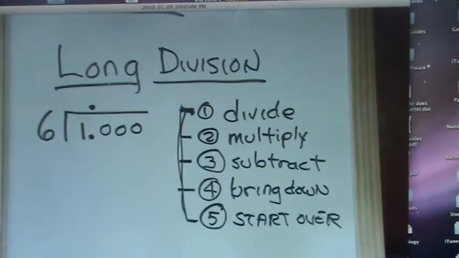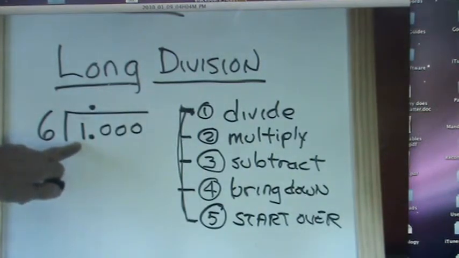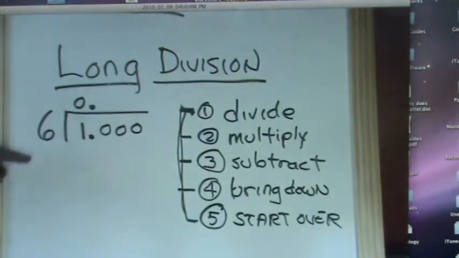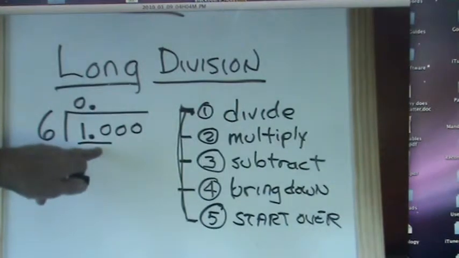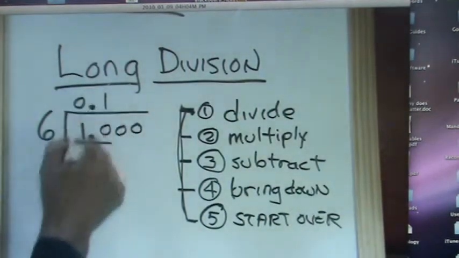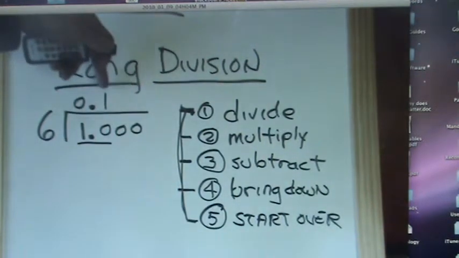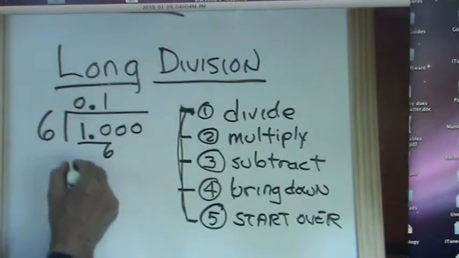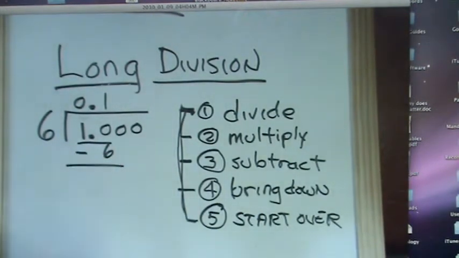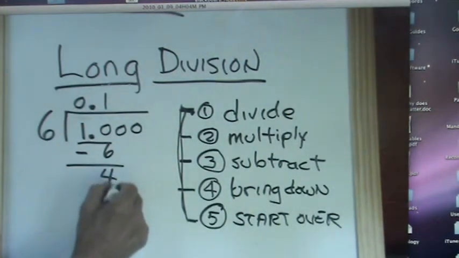Well, then it's just a regular division problem. 6 divided into 1, I can't do that. 6 won't go into 1, so that's 0. But 6 can go into 10. And 6 can go into 10 one time. So now I've done my division. Now I multiply. And I always multiply the last number I put up here by the divisor. 1 times 6 is 6. Then I subtract. 10, take away 6 is 4.